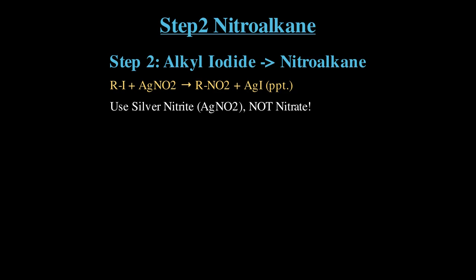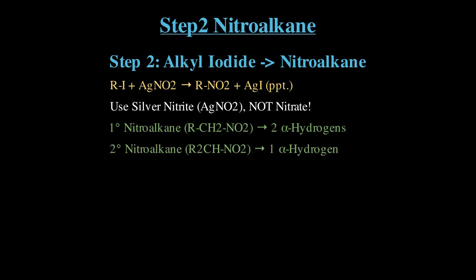Now we have 3 different nitroalkanes. Primary alcohol gives a primary nitroalkane, R-CH2-NO2, with 2 alpha hydrogens. Secondary gives R-CHR'-NO2 with 1 alpha hydrogen. Tertiary gives R-CR'R''-NO2 with 0 alpha hydrogens. Remember this alpha hydrogen count, it matters for the next step.